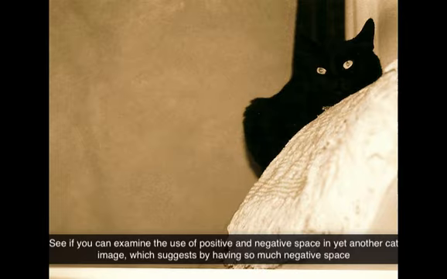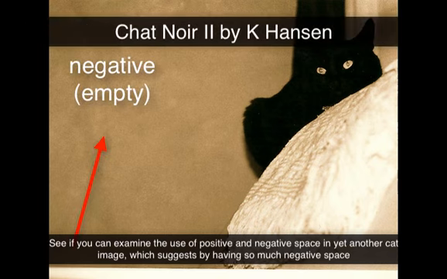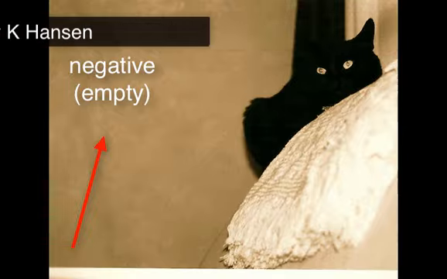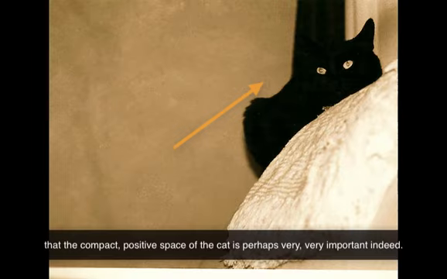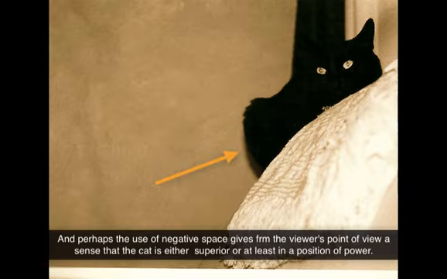See if you can examine the use of positive and negative space in yet another cat image, which suggests, by having so much negative space, that the compact positive space of the cat is, after all, very, very important indeed. And perhaps the use of negative space in this image gives, from the viewer's point of view, a sense that the cat is either superior or at least in a position of power.